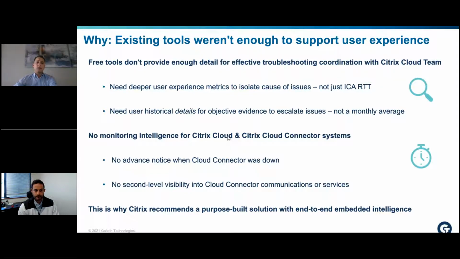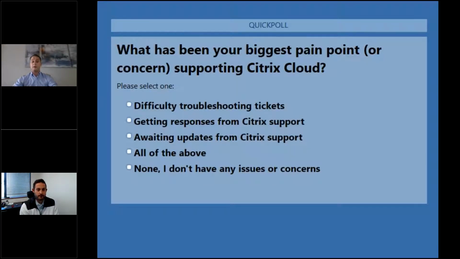So we'd love to get your feedback on your experience so far. I think I saw about 17 to 20% of folks have adopted Citrix Cloud. Others are thinking about it.